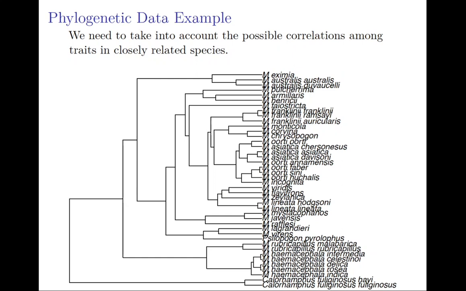And so why we need to be thinking about a correlation matrix here is that we need to take into account the possible correlations among traits in closely related species. So some of these species are going to be more closely related than others. You can see the tree here that represents all of the species of barbets that we're looking at. And species that are closer are more likely potentially to have similar traits than those that are far away. And so we want to make sure that we're accounting for that in our model.